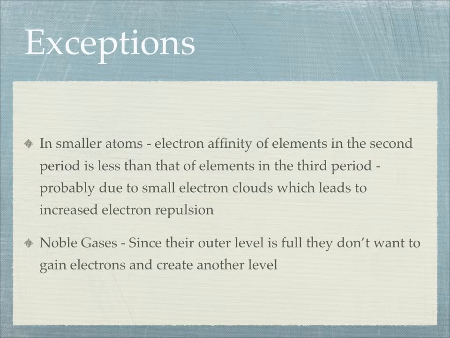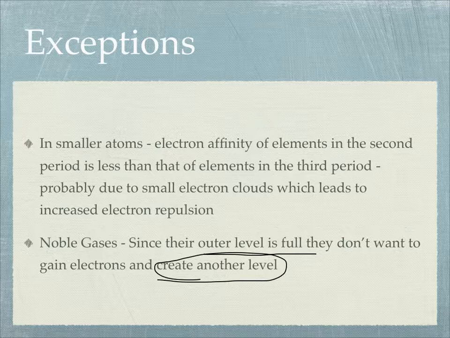Also, the noble gases, because they're full, don't want to gain another electron, so they have no affinity for electrons at all. We talked about this in the last one too, in electronegativity. They don't have a desire to pull in an electron because they don't want to make a new level. Same thing here. Electron affinity and electronegativity are extremely similar. Really, one is how good it is at taking one electron, and the other is the energy involved in doing that.